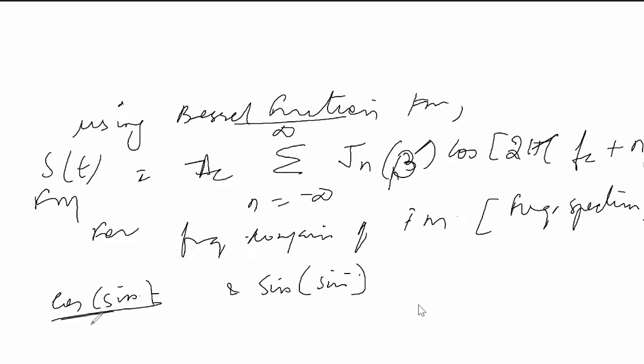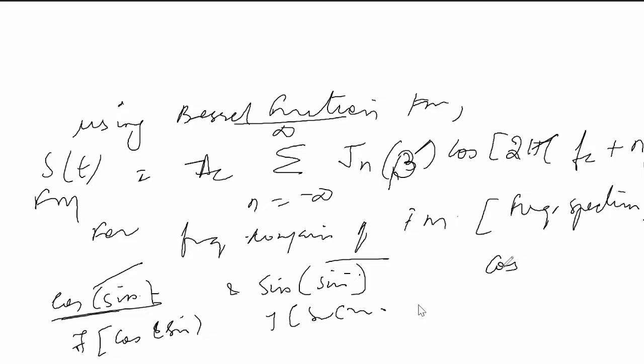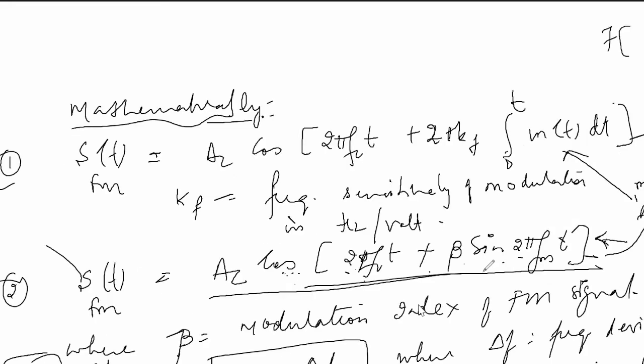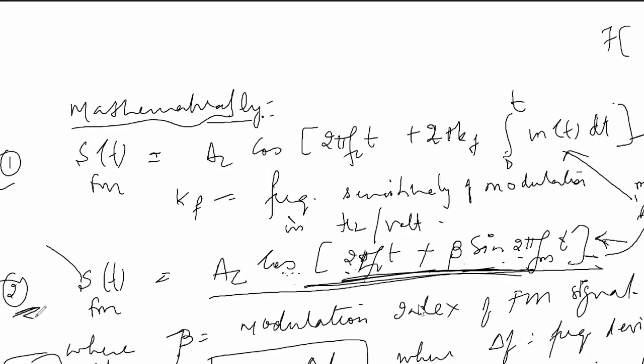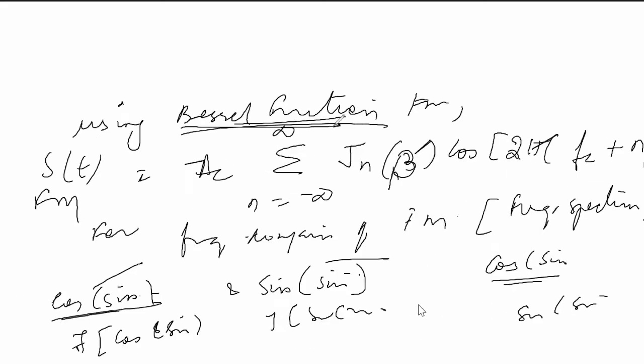So there is no formula for Fourier transform of cos of sine and Fourier transform of sine of sine, and this cannot be further expanded using trigonometric formula. There is no trigonometric formula available for the expansion of cos of sine and sine of sine in this previous expression when we do this expansion. So therefore we have to take help of the Bessel function. We have to express the second equation using Bessel function, and we get this third equation.